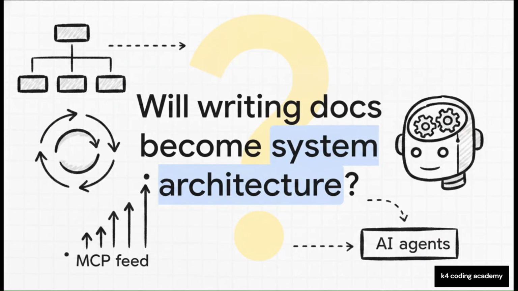So I'll leave you with a provocative thought today. If AI agents are becoming our primary readers, consuming AST-parsed code, auto-generated mermaid diagrams, and real-time MCP feeds, will traditional documentation writing actually become obsolete, or is it simply evolving into pure system architecture?